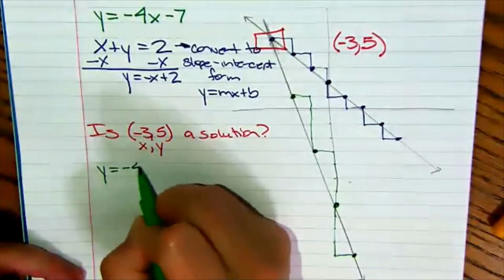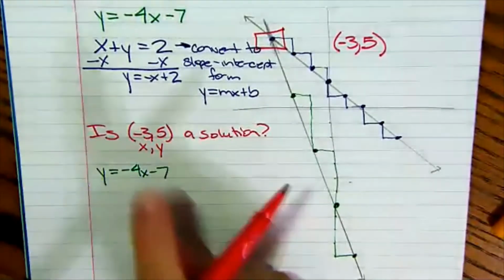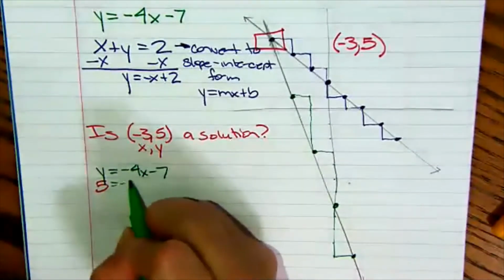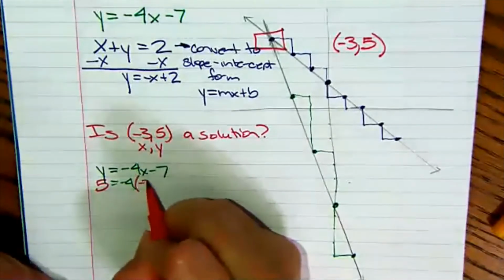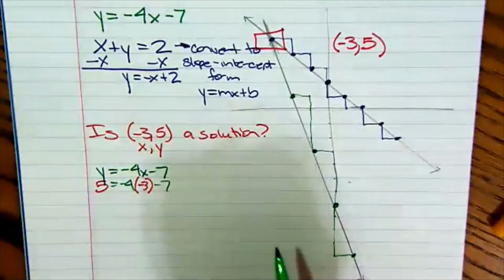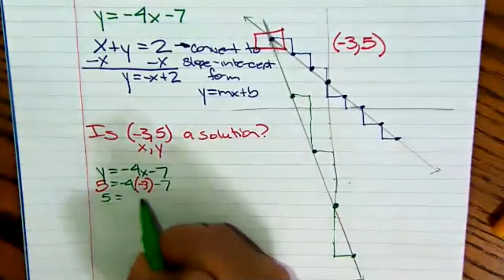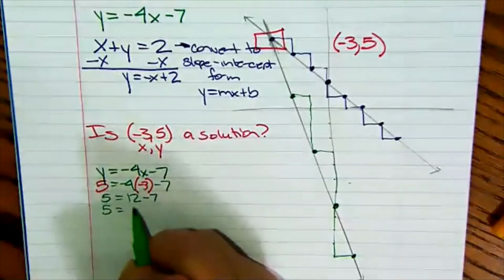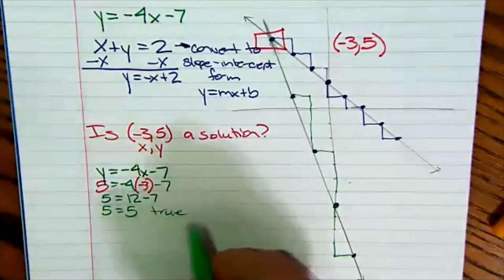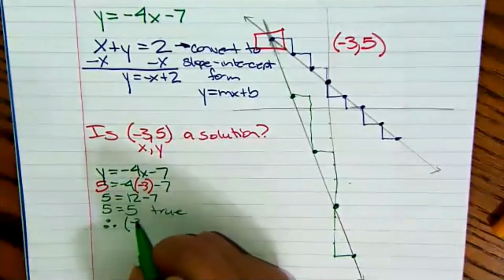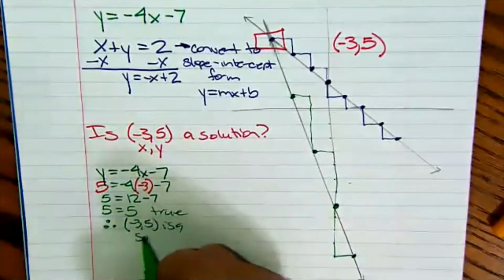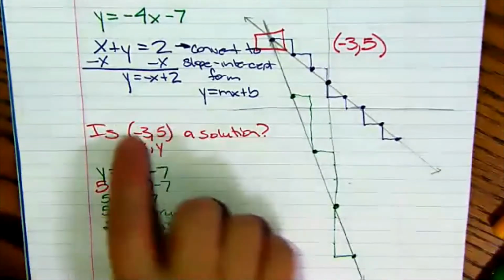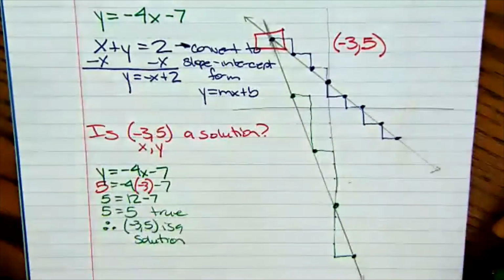I have my first equation. And we're going to substitute x and y in here. So 5 equals -4 times -3 minus 7. So 5 equals -4 times -3 is positive 12 minus 7. And 12 minus 7 is 5. This is true. Therefore, -3, 5 is a solution. Yay.